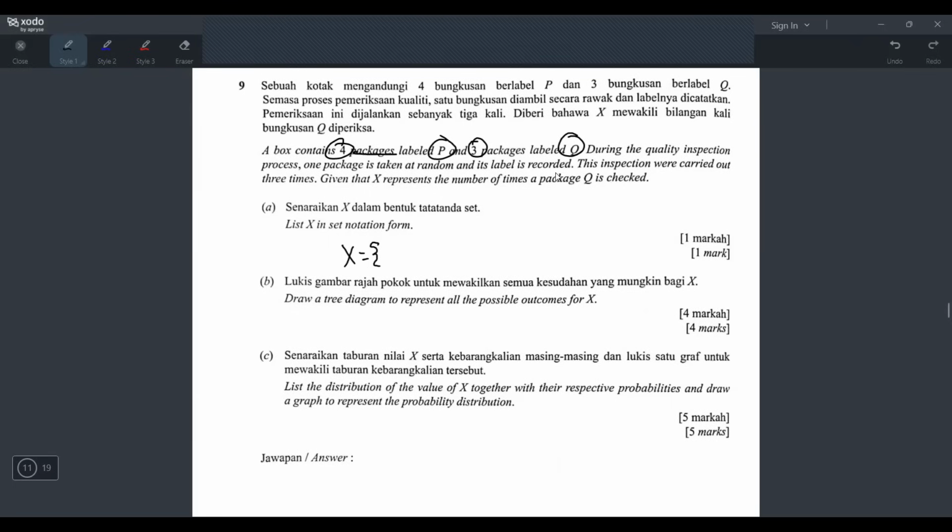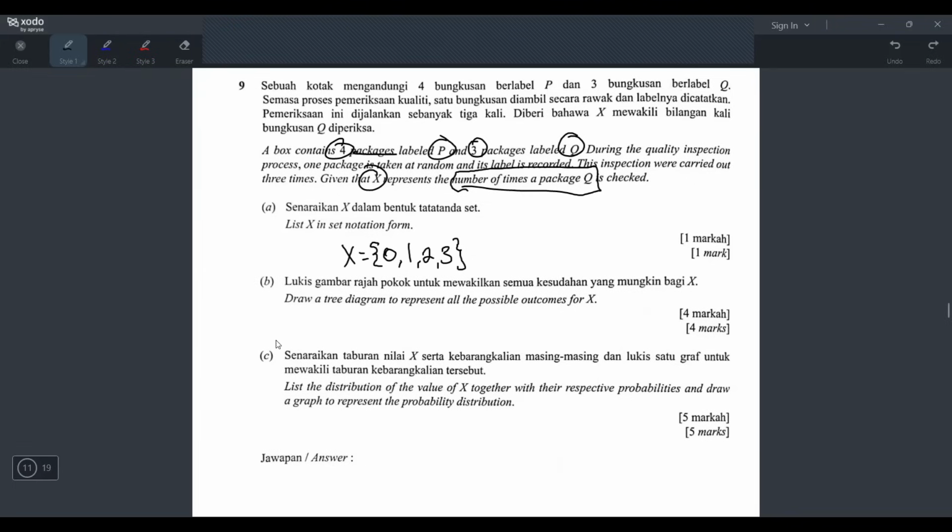If X represents the number of Q, it means for this experiment to be considered a success, you have to select the Q package. So you select 3 times. So maybe 0 times you succeed, or 1, 2, 3. 0 means out of the 3 times you select, not even once you get package Q. Or you can get Q 1 time, or 2 times, 3 times. 3 times means 3 times you select, 3 times also you succeed. Success means you get Q. But 4 times is impossible because he only does it 3 times, right?